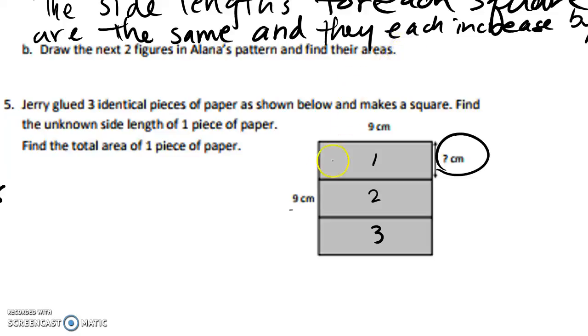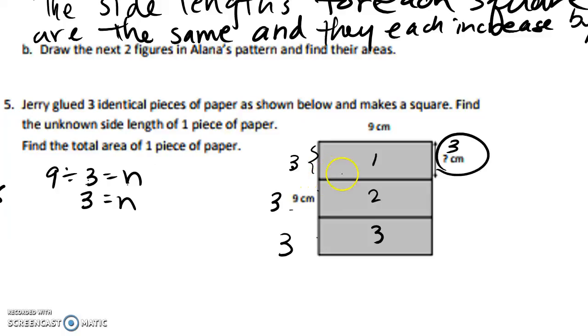So if I have to break this 9 into 3 equal pieces, that's the same as doing 9 divided by 3 equals n. So what times 3 is 9? 3. Okay, so each one of these sides has to be 3, right? 3, 6, 9. So since this side is 3, that means this side is 3. So we've found the unknown side length.